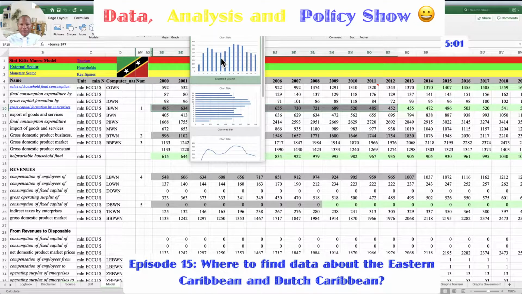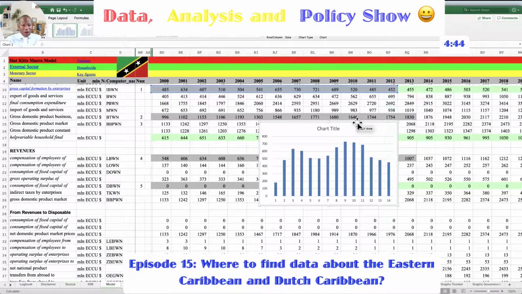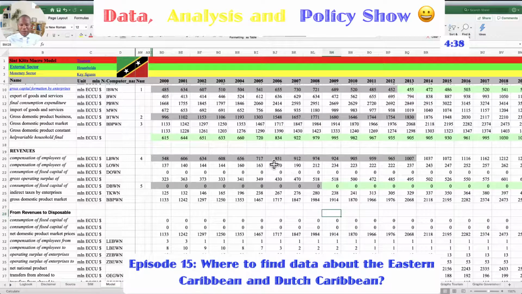Yes, you see that graph. Boom. Let's insert this graph. Boom. This is the total investments. Total investments. You see? So that's an example of how quickly we can do things in this investment model.